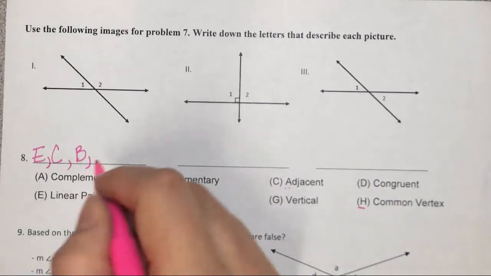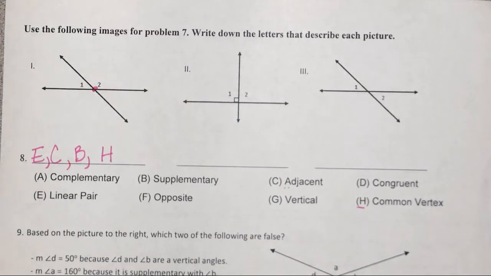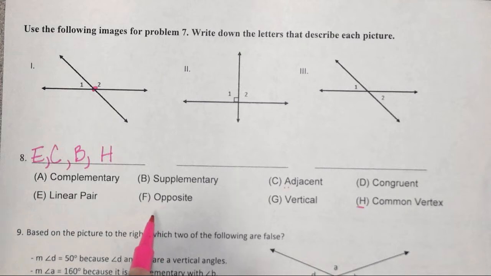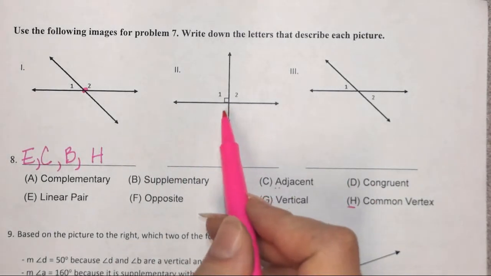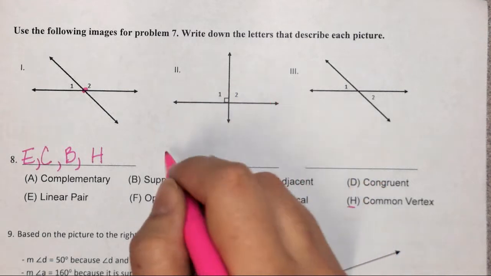They do have a common vertex. Okay. They share that vertex right there. Let's see, they're not complementary, they're not opposite, they're not vertical, and we don't know if they're congruent. Okay. All right, so for number 2, these are another linear pair.